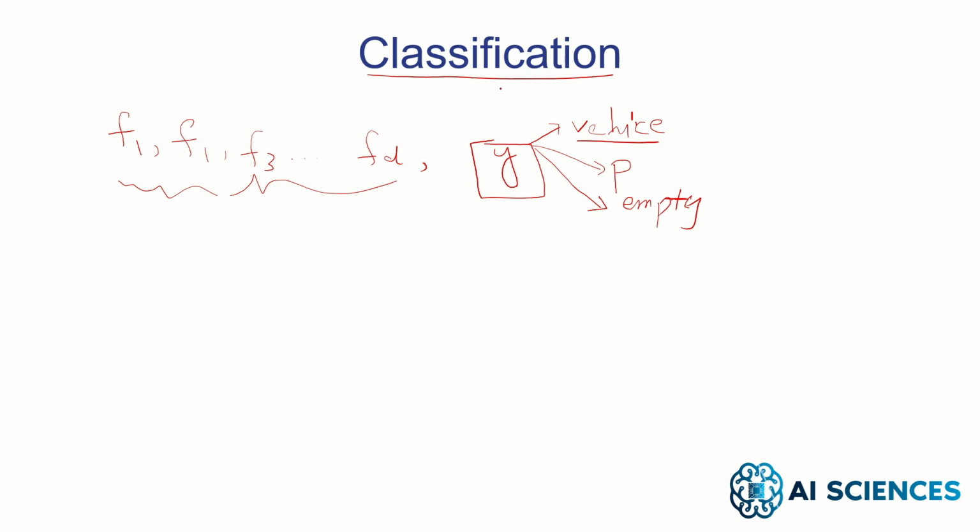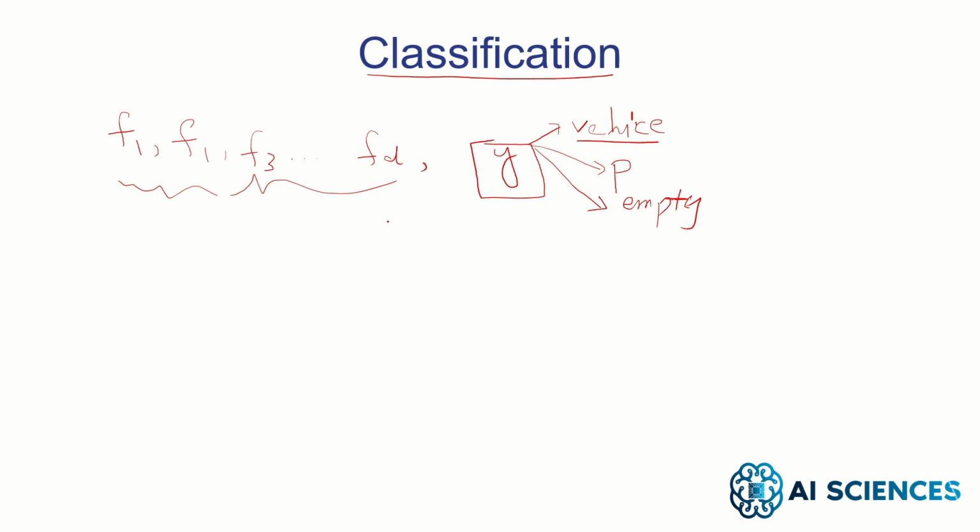These kinds of problems are called classification problems, and they are very popular problems in industry as well as in academia, in businesses, in most places. Most of the time they fall under either regression or classification.